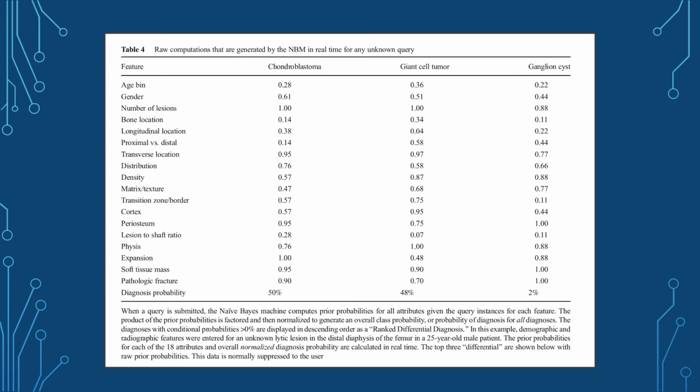The authors displayed some raw outputs of the calculations that their naive Bayes classifier created. Notice internally a bunch of probabilities related to individual features. These probabilities were all multiplied together, and then they were normalized to create a top 3 differential diagnosis.